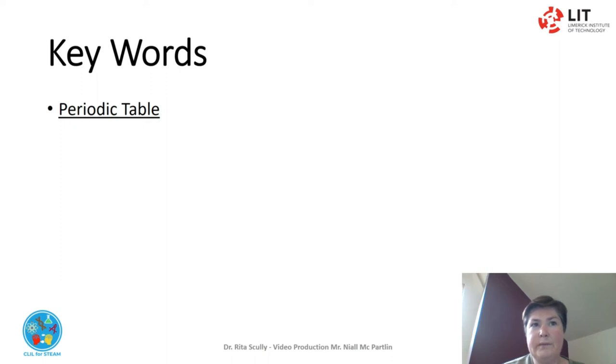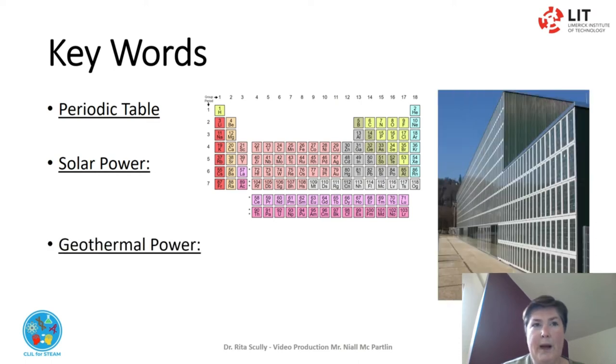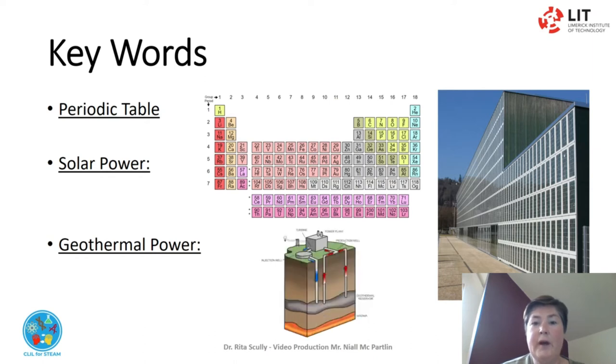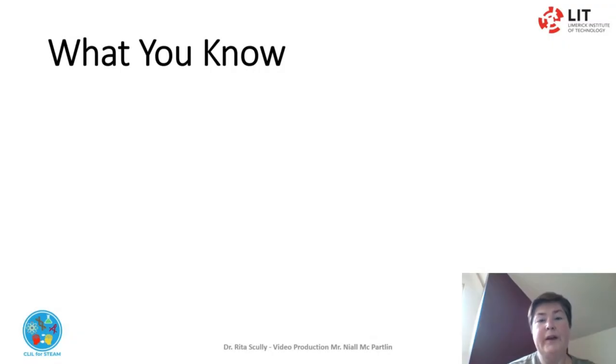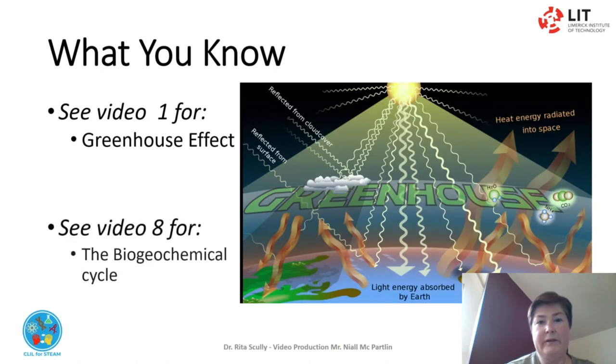The periodic table. This is a tabular display of elements arranged by atomic number. Solar power is energy, and electricity in particular, delivered by the sun. Geothermal power is electricity generated by the heat in the earth. What you know. In order to assist you in understanding this video, it would be useful to review two other videos. Video 1, greenhouse effect. And video 8, the biogeochemical cycle.